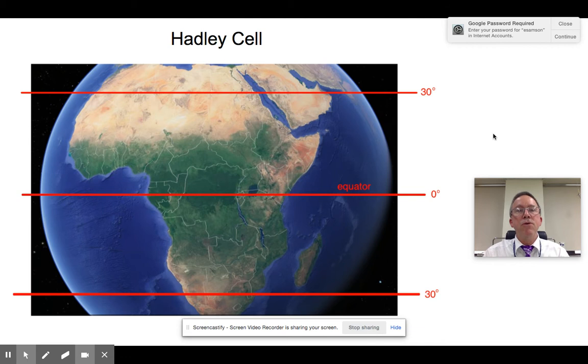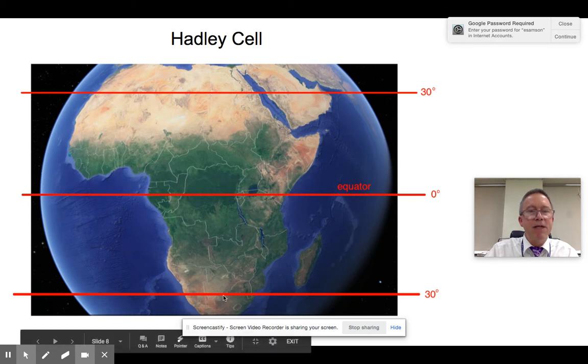So here's a Google Earth image of Africa. We see the equator here, and along the equator, lo and behold, we have rainforests. Most of Africa is not forested, but it is at the equator because of this Hadley convection. At 30 degrees, where the air now sinks, notice it's an arid region. And it rises here and it sinks at 30. At 30 degrees, again, we have this arid region.